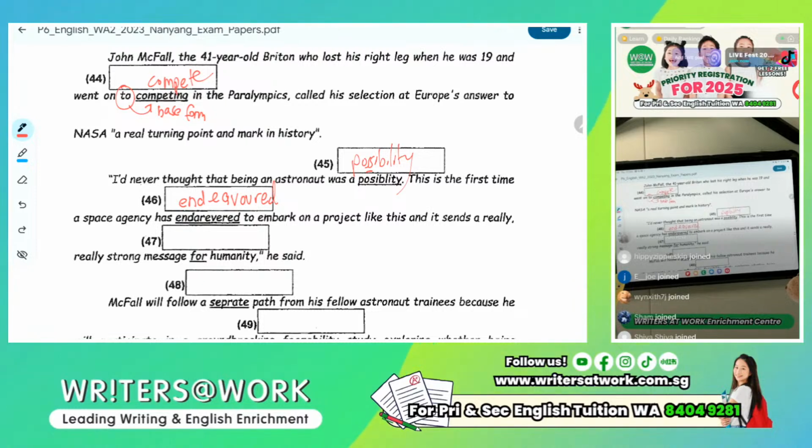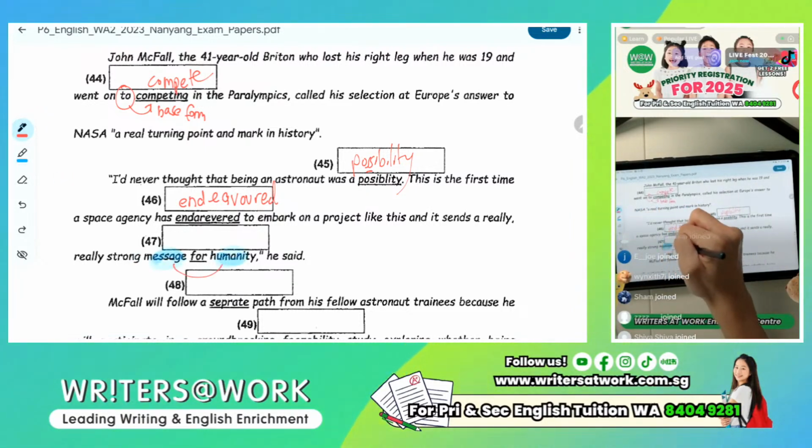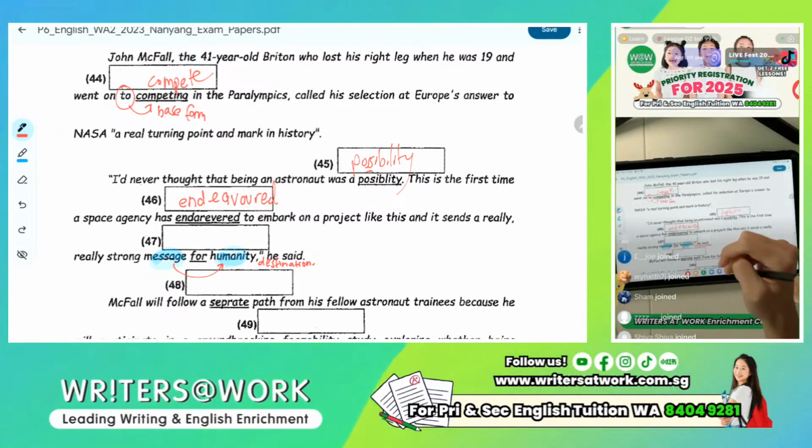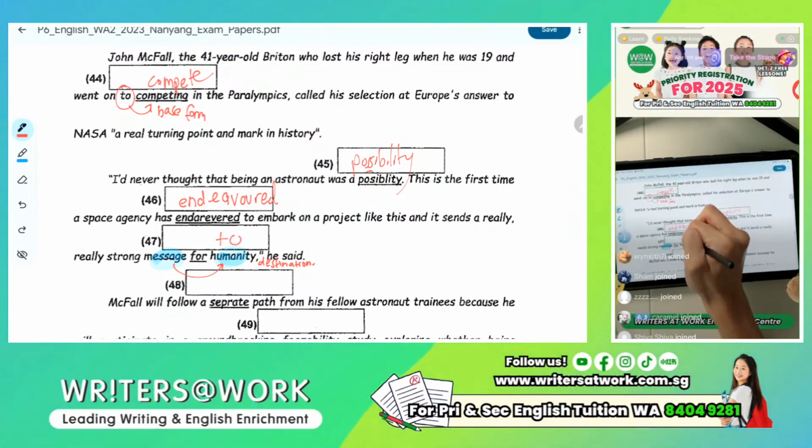And you can see this sends a really strong message, dash humanity. So you can see the message here is sent to this place. So your humanity is your destination. So you will say you send a strong message to somewhere. So to humanity.